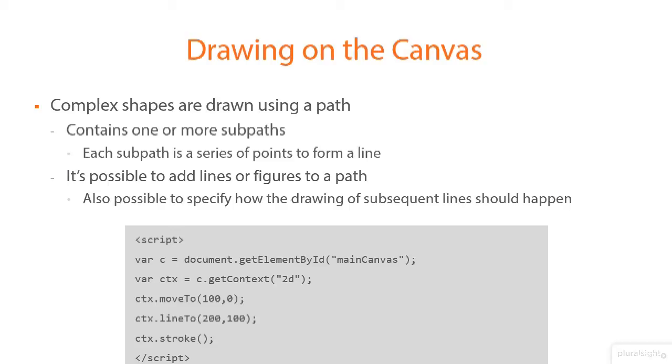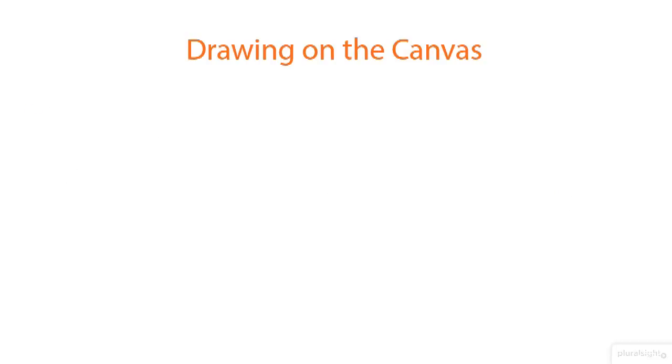More complex shapes than rectangles are created using a path. A path can be seen as a combination of several subparts, and a subpart, on the other hand, can be considered a number of points which form a line. And to a path, we can not only add subparts, but also figures. Let's take a look at some code to draw on the canvas.